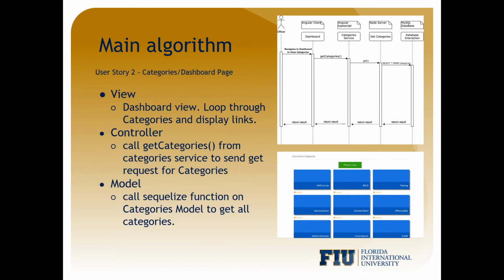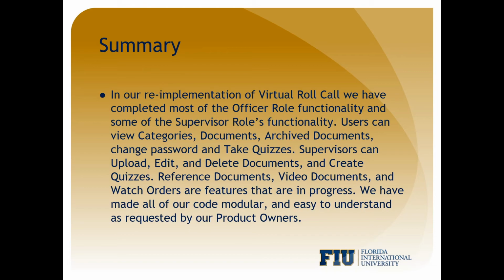This is one of the main algorithms for grabbing categories. So a dashboard view will loop through the category page and display links. The controller does a call for get categories, and it sends a request for it, and then the model uses the Sequelize function to get the categories from the database, and then that pushes it through and displays it.